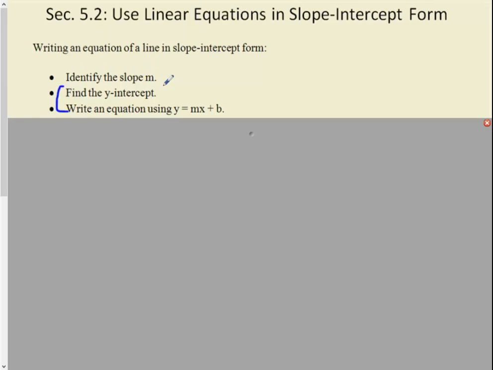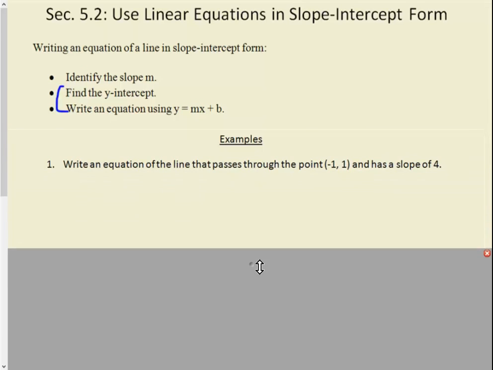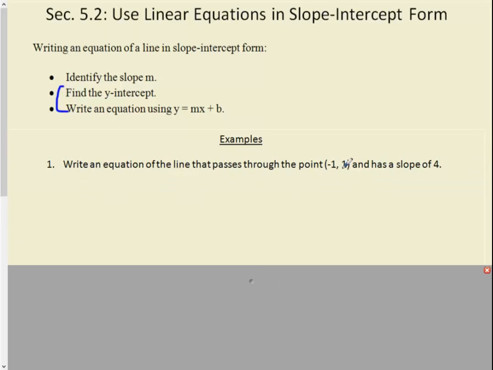If we know the slope, we can substitute the slope into our equation, and then very often what we're going to have to do will be to use the x and y coordinates of a point on our line in order to determine the y-intercept. So let's look at an example, a few examples actually, of how this works.